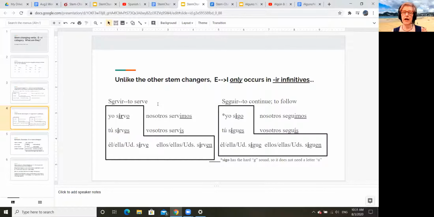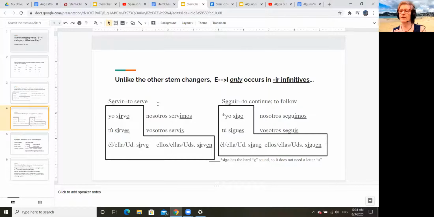Seguir has an oddball thing happening with yo. Sigo. The E changes to I, but that U from seguir disappears for the yo form. So it becomes sigo. The reason the U disappears is that if I put the U back in there, it would sound like this: siguo. And that's not how we want it to have the sound of seguir.